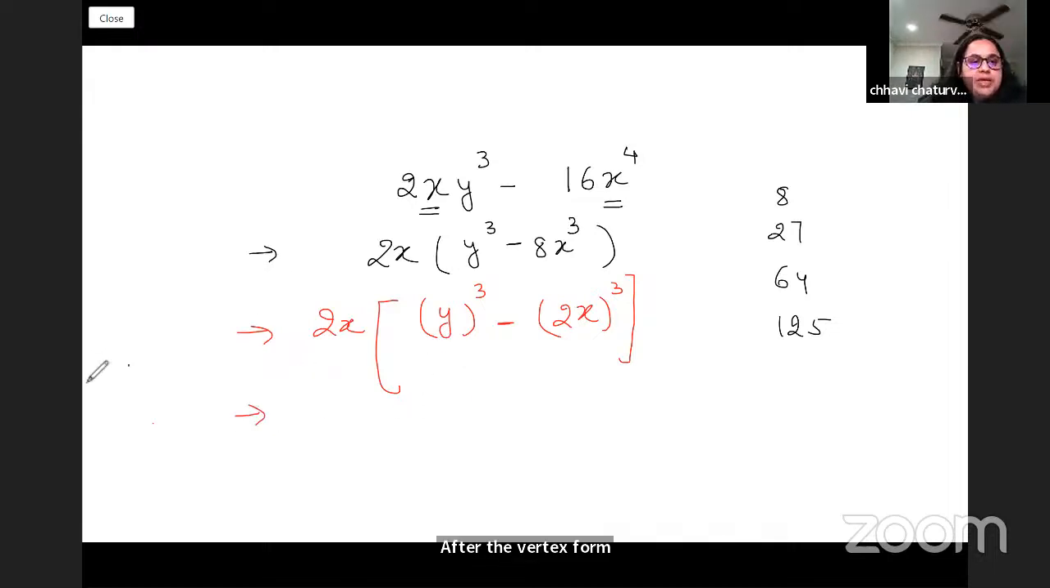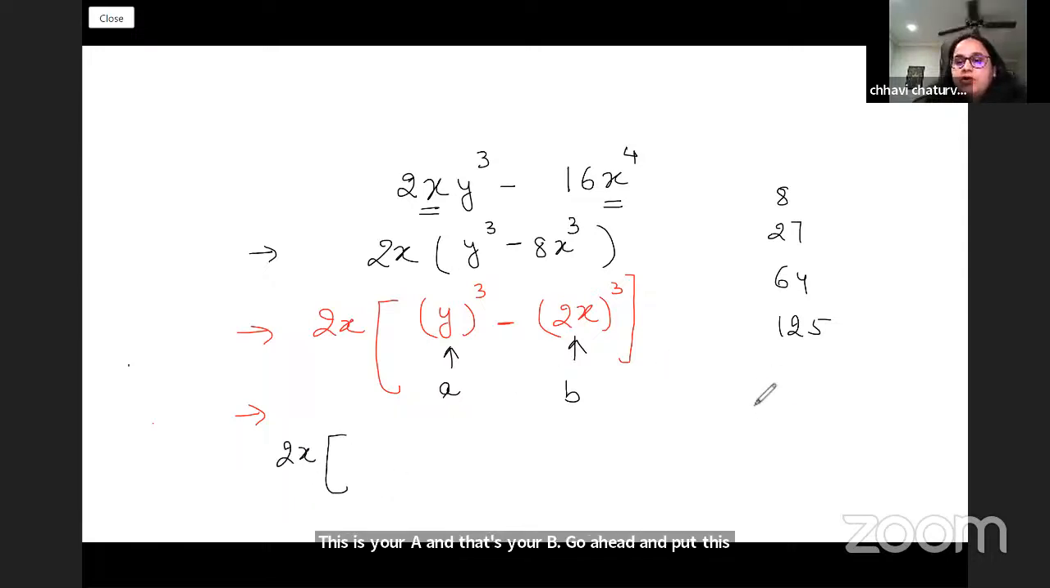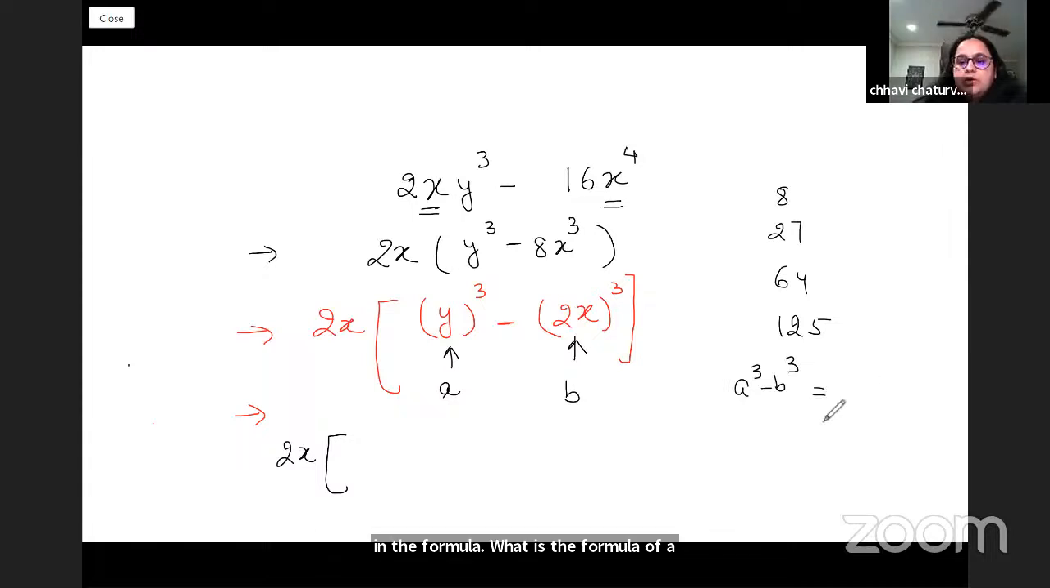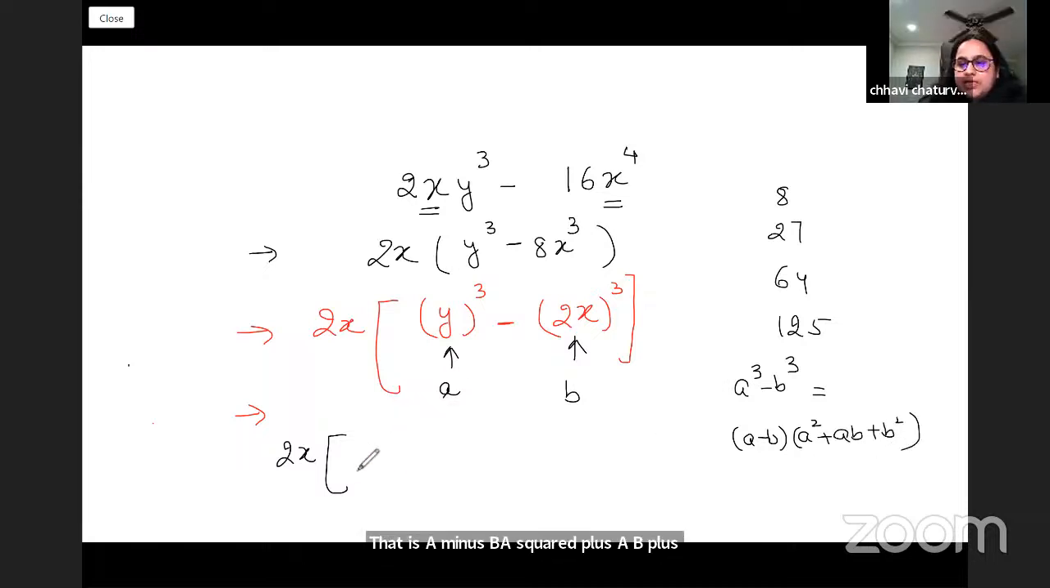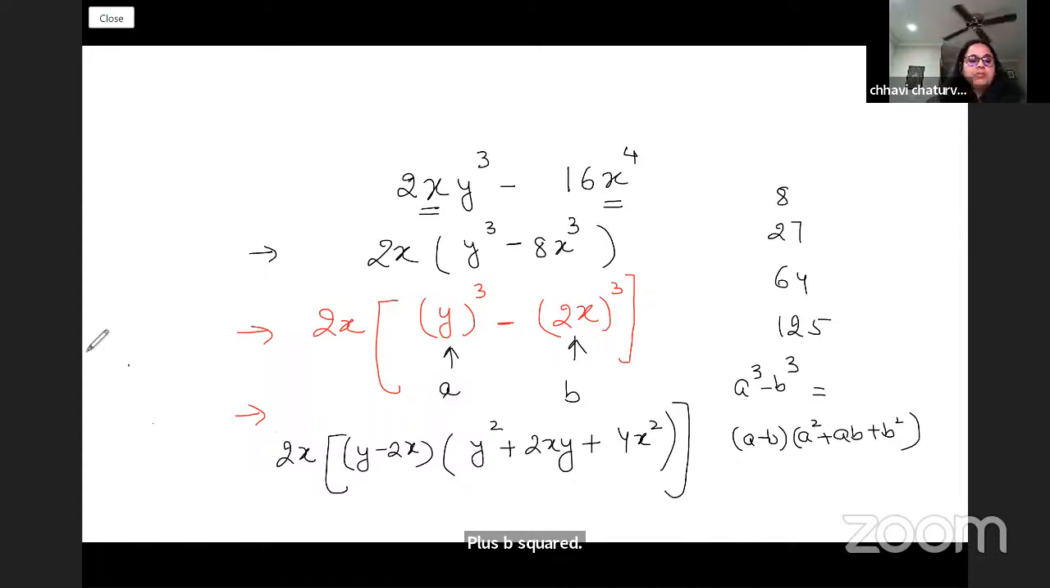This is your A and that's your B. Go ahead and put this in the formula. What is the formula of A cubed minus B cubed? That is A minus B, A squared plus AB plus B squared. So we will get y minus 2x, y squared plus A times B, so 2xy, plus B squared. All right, this is a question for the cube.